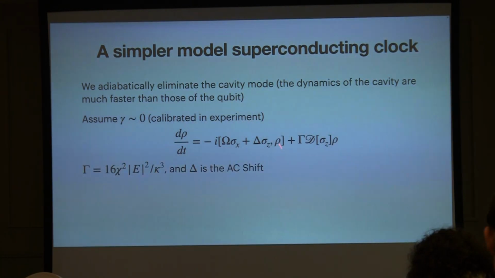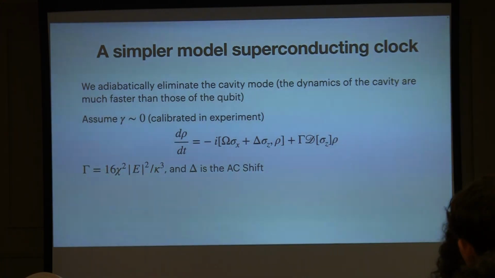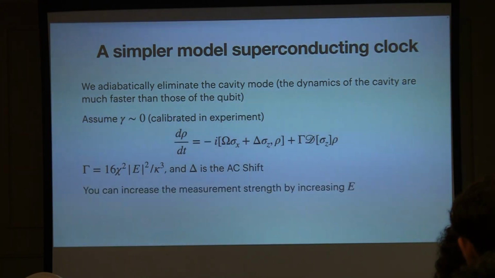You can see what we have here is a delta term, which is the AC Stark shift. And then we also have this measurement strength kappa here, which is proportional to sigma z. The nice thing is that our measurement strength is actually proportional to the intensity of the drive of our cavity. So if we drive our cavity harder, we pump it harder, that'll lead to a stronger measurement of the qubit. And if we pump it less, that'll make it weaker. So by tuning the strength of the way that we drive the cavity, we can tune the measurement strength.